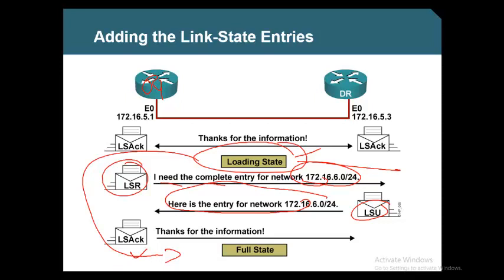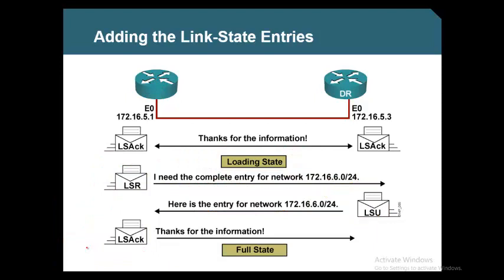Now, as I said earlier, if it is a WAN link, you will have a link like this. This represents a WAN link. There will be only 2 routers. You cannot have the third router. So there won't be a designated router and backup designated router election.